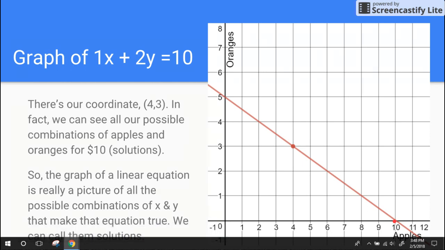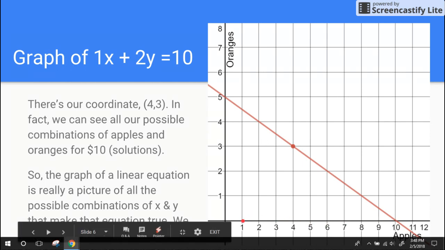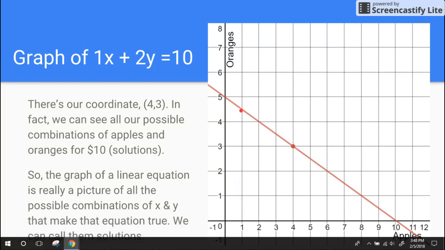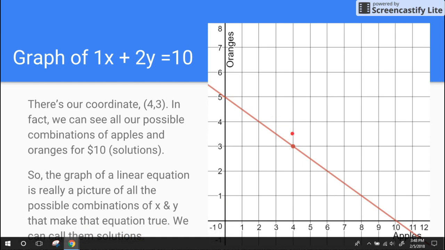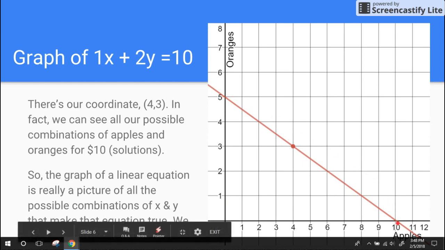But we all know, as we said, we can't talk about half an apple or a quarter of an apple or an eighth of an orange. So we're only going to look at our whole numbers, like 1. So if we look at 1 apple, we see that that results in 4.5 oranges. That's no good. We don't want to cut an orange up. So we're going to move to 2 apples. And there we go. We see that results in 4 oranges. Or let's say we really like oranges. We could buy 0 apples and end up with 5 oranges. Or on the other side of the coin, we could say, I don't want any oranges. I'm just going to get 10 apples.